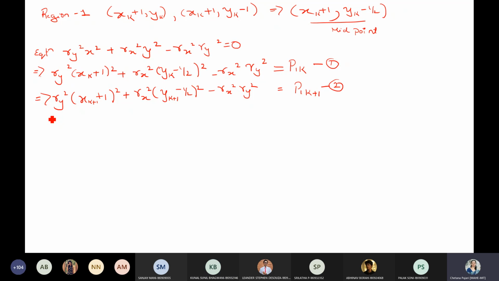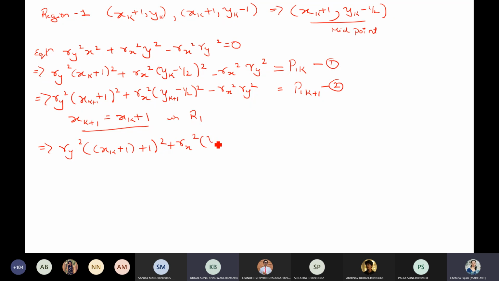And you know that in region 1, your x value, that is x of k plus 1, is always incremented, right? Hence, you are going to replace x of k plus 1 with xk plus 1. And the decision is with respect to your y term.